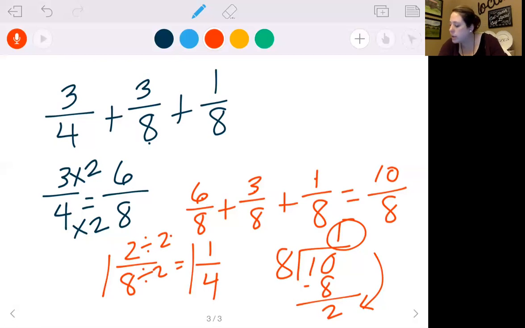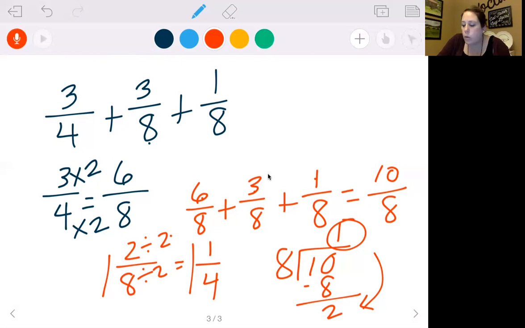Give me just a second to get to the next one. So that is a whole lot of work, but unfortunately, that's what it has to be. Let's do one more, and then I'm going to let you guys do some classwork.